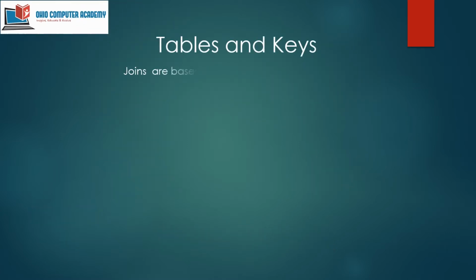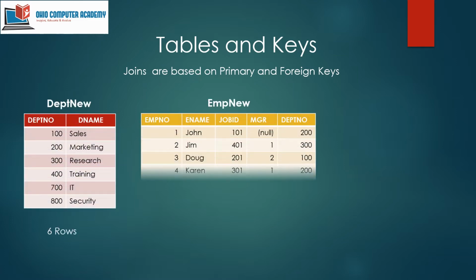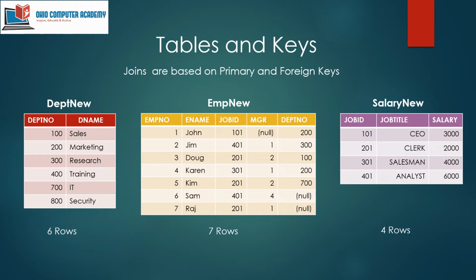Joins can be performed on tables based on primary and foreign keys. So let's first understand these keys with the help of some sample tables from an organizational database. We have three tables, namely the department new, employee new, and salary new, containing the details of the departments, the employees, and their salaries respectively. We have limited the number of rows in each table for easier understanding.